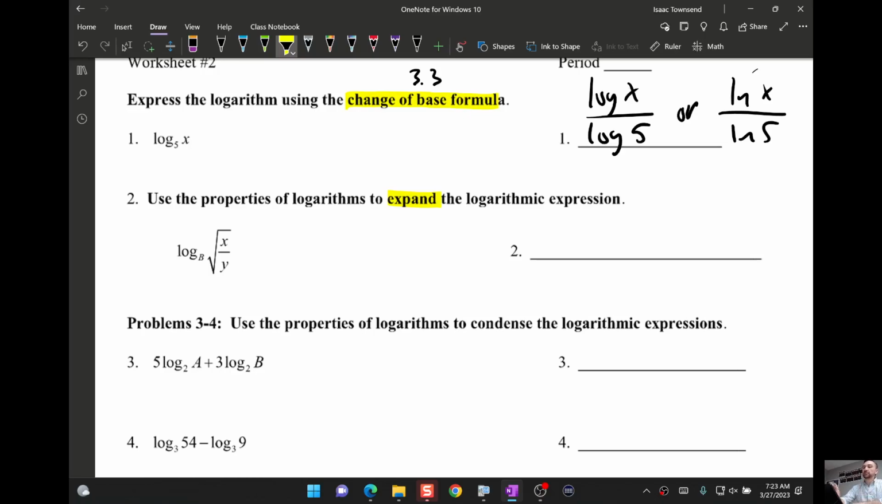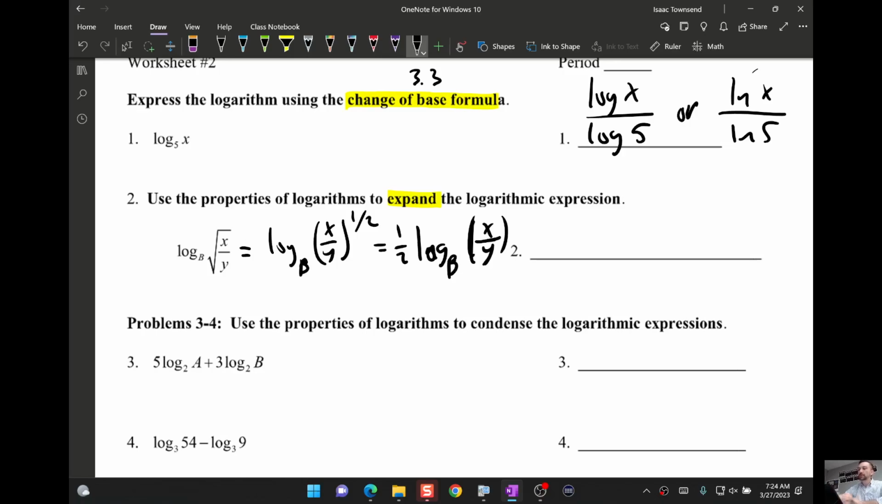But this is going to take a couple steps. So the first thing you should have done is taken this square root and written it as an exponent, because anytime you have an exponent on something you're taking the log of, you would like to bring that down out front. So that's more or less trying to get it in the correct form, try to make it look correct.